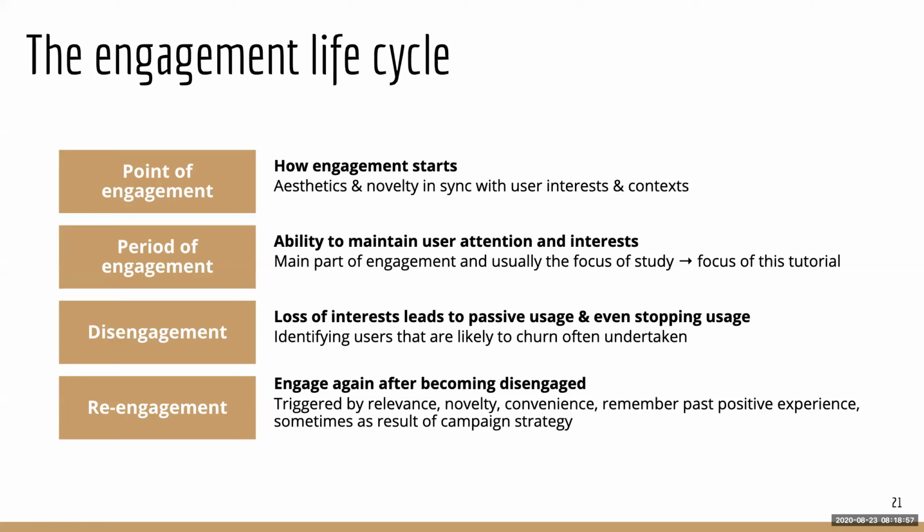Disengagement is loss of interest, which leads to the user becoming passive and even stopping using the product. There's a lot of work looking into identifying users that are likely to churn and trying to do something about it. There's also re-engagement. Users have gone passive, and there's a way to try to bring them back: novelty, convenience, remembering past positive experience. There is still this in users, but how to trigger them to come back, for example, using a campaign strategy. The focus really is going to be on period of engagement in this tutorial.